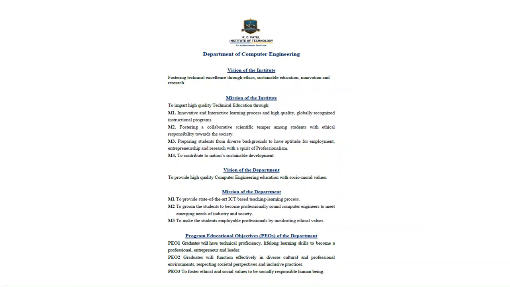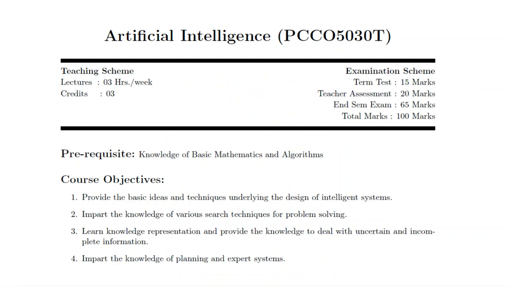Today I'm going to deliver a lecture on artificial intelligence, unit number one. So these are my departmental vision and mission and institute vision and mission from the Institute R.C. Patel Institute of Technology, Shirpur. So this is the syllabus of artificial intelligence.